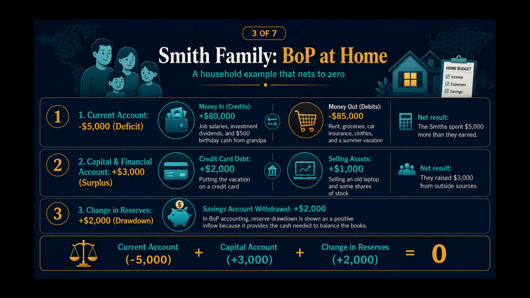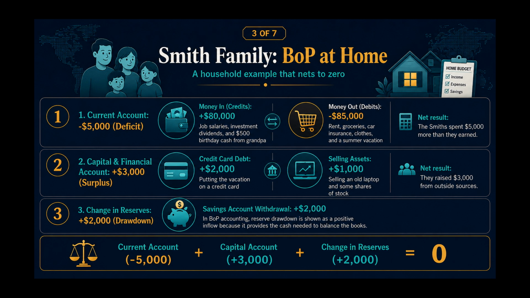Now they must finance this gap. They put $2,000 of this vacation on a credit card, and they sell an old laptop and some shares of a stock for $1,000. That gives them $3,000 through the capital and financial account. But they still have a gap. How? They were short by $5,000 and they raised only $3,000. So they still need $2,000. To cover this, they withdraw $2,000 from their savings account.